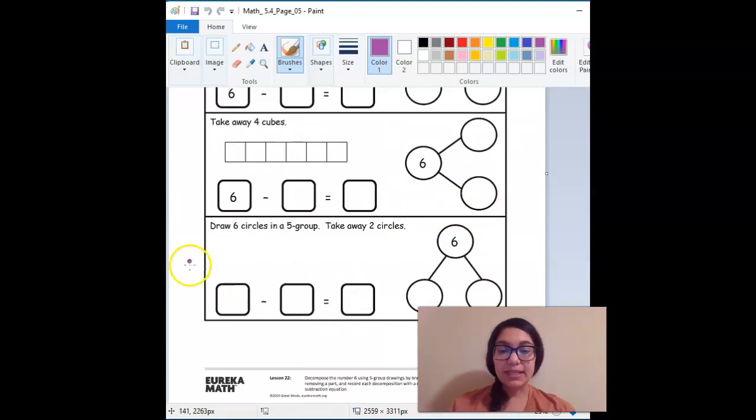And then the last one says, draw 6 circles the 5 group way. Remember, when we draw the 5 group way, we can only have 5 in one row, and then we go to the next row. After you draw your 6 circles the 5 group way, we're going to take away 2 circles. Now be careful on this one, because on the first one, it does not have the whole written for you. So you have to draw 6 circles the 5 group way, and then take away 2 circles. Be careful when you're filling out the number sentence.